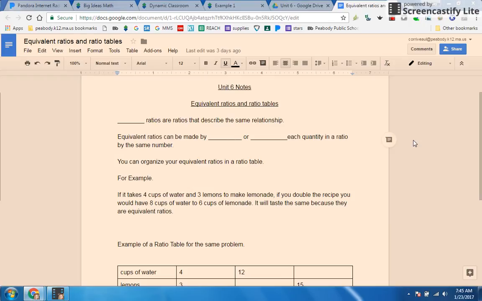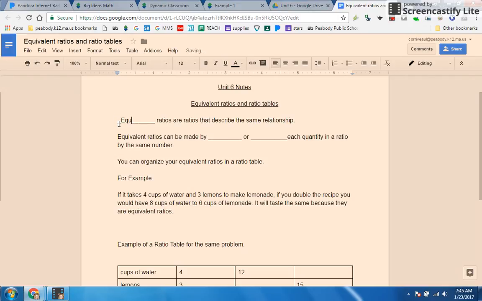So if you remember from yesterday, you learned about ratios, and ratios are basically a comparison of two different things. And you can write them using the word "to," a colon, or a fraction bar. So what we're going to do today is write equivalent ratios using ratio tables. So make sure you have your notes out, make sure you're following along with me here.